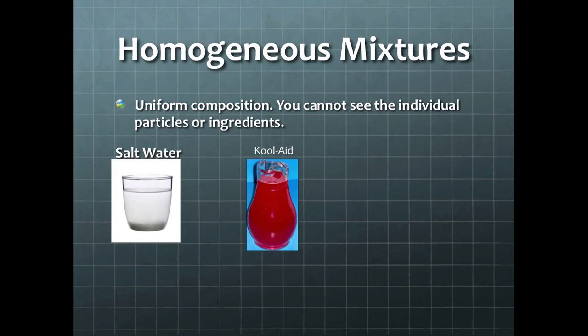For example, salt water is just as salty on top as it is on the bottom. And the Kool-Aid is just as red in the middle as it is on the sides. The particles are evenly mixed out, and you can't see the individual sugar particles inside of the Kool-Aid. That makes it a homogeneous mixture. You can't see the individual salt particles inside of the water. That's what makes it a homogeneous mixture.